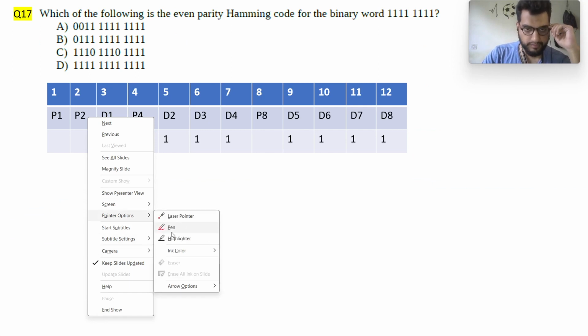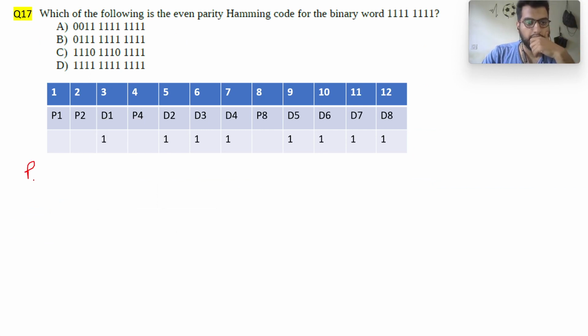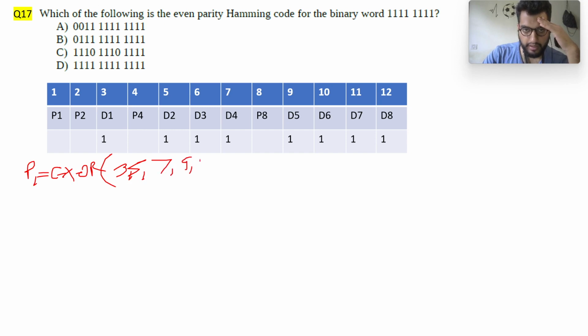So P1 is XOR of 3, 5, 7, 9, 11. This I was saying, number of ones will be 5 because my code is 11111. So 3, 5, 7, 9, 11. Number of ones are 5, so it will simply be 1.